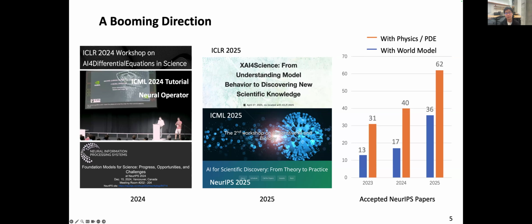And I also counted the number of papers by searching their titles based on keywords. I surprisingly found that the number of papers about PDE or physics is comparable to that about world models. That is quite surprising because world model is a really hot topic in the AI/ML community. So I think there is rising attention in the ML community on this area.